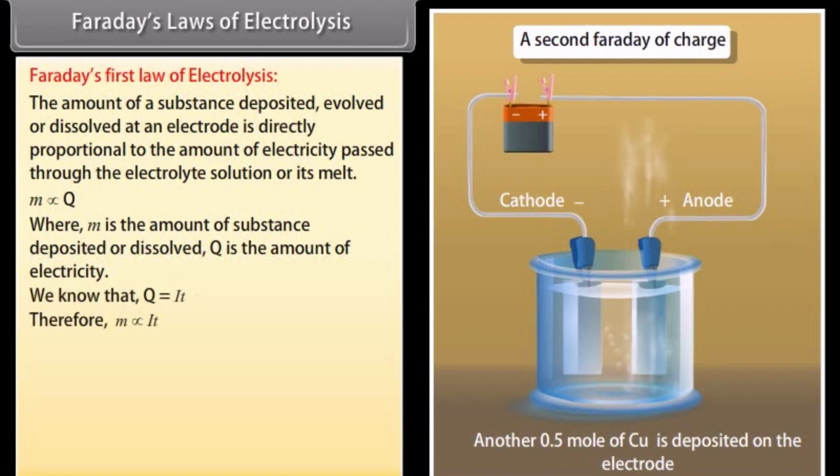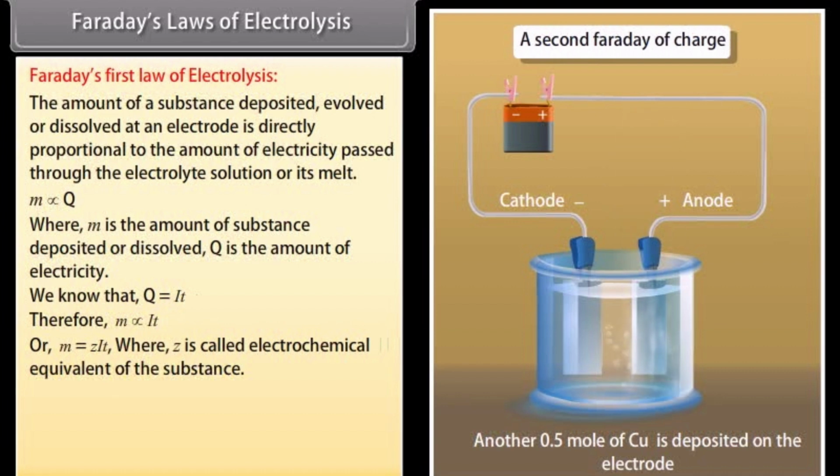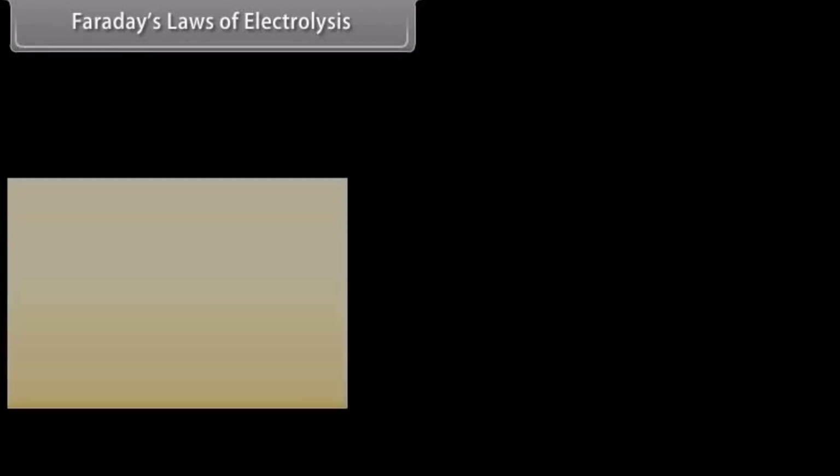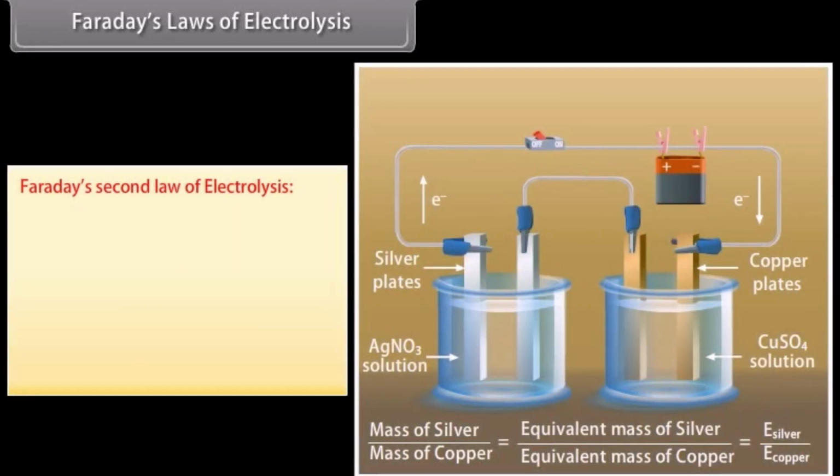We know that Q is equal to I times t. Therefore, M is directly proportional to I t. It can be written as M is equal to Z I t, where Z is called electrochemical equivalent of the substance. Z is defined as the amount of the substance deposited or dissolved by passing 1 coulomb of electricity through the electrolyte melt or solution.